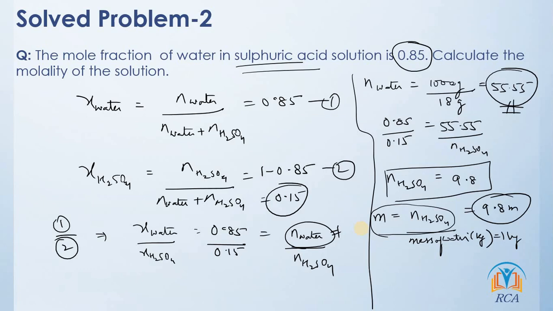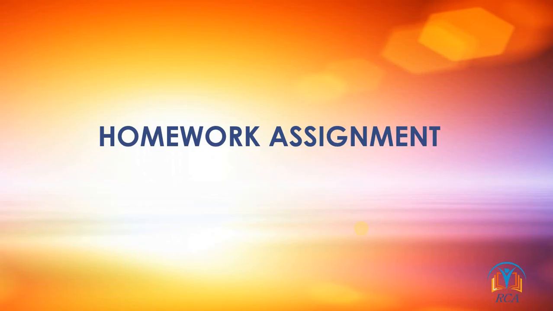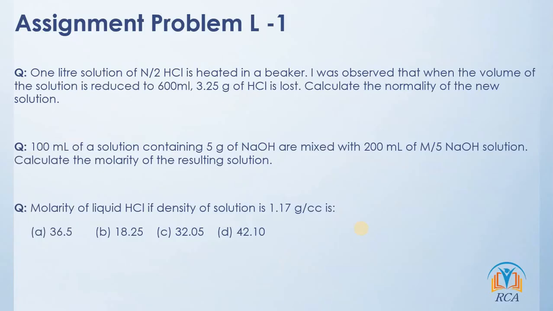Do we all understand? These were the 2 solved examples that we have. Now what do we have? The big deal. The big deal as the homework assignment for you guys. How many questions do we have for homework now? Just 3 problems. Pretty simple for L1. L1 is lecture 1. So the first problem is 1 liter of N/2 HCl is heated in a beaker.